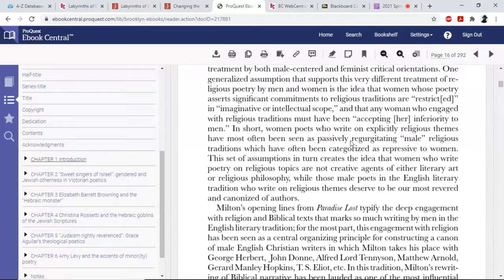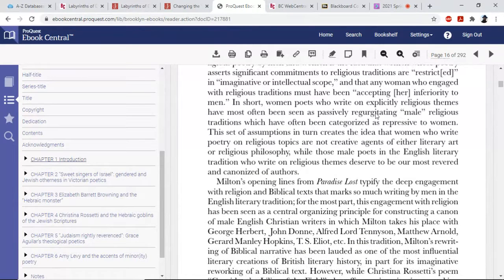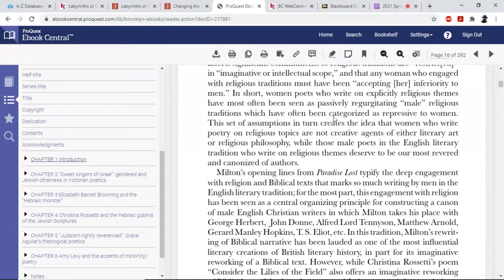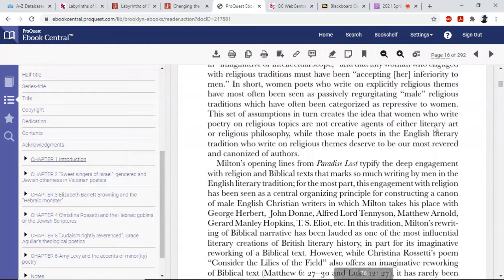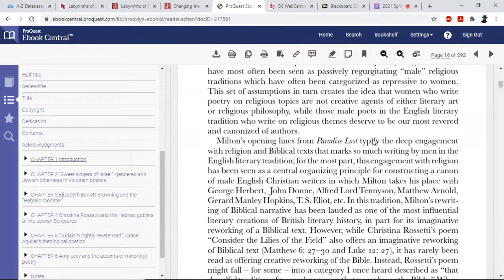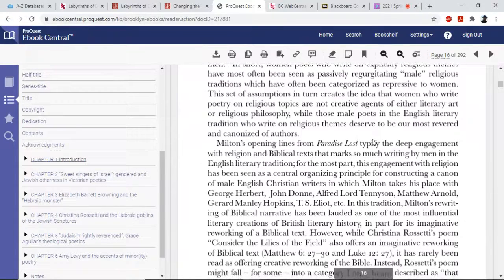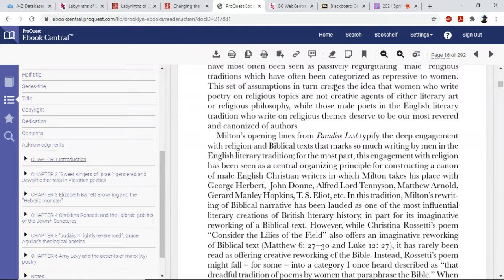Okay, so that's helpful. We already know from the cover that this is focusing on women poets. So this seems like it might be important. In short, women poets who write on explicitly religious themes have most often been seen as passively regurgitating male religious traditions, which have often been categorized as repressive to women. Right? So lines like that are helpful. Even if you don't necessarily know what to do with that yet, you're getting some idea. It's speaking to religious traditions, male hierarchies within religious traditions.